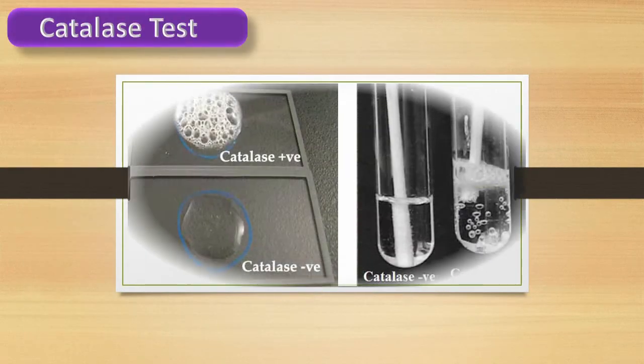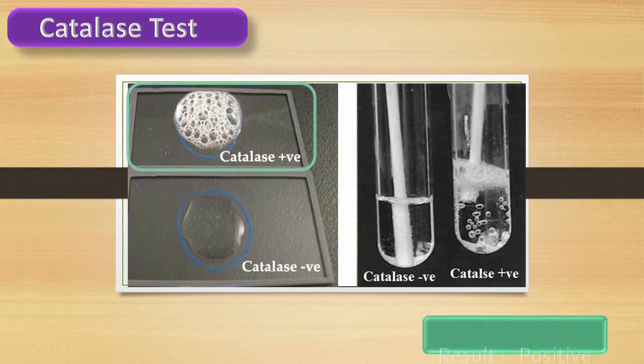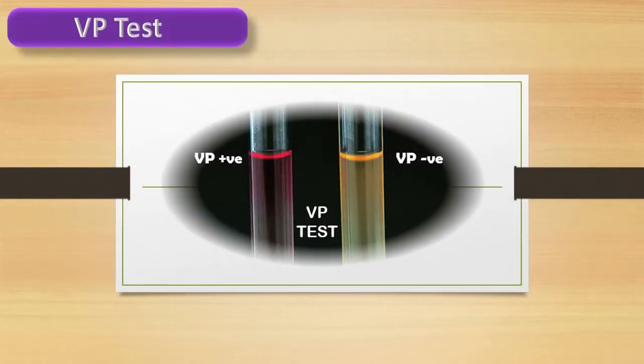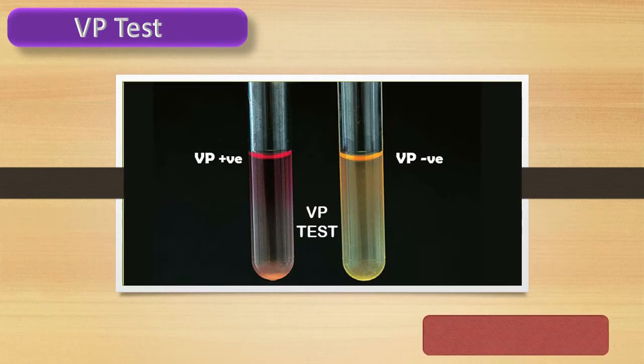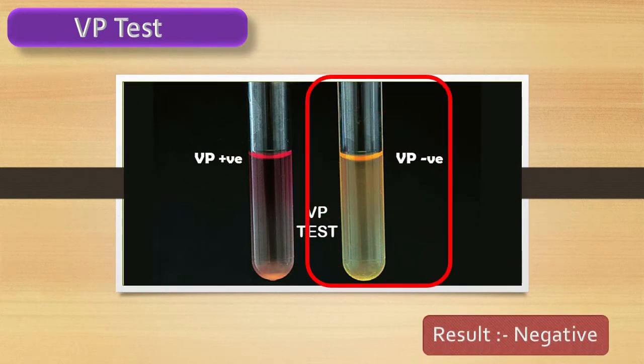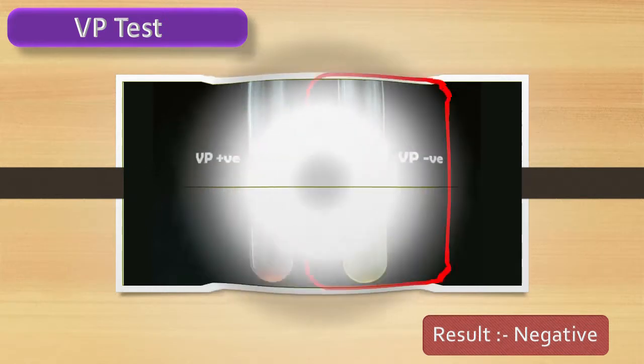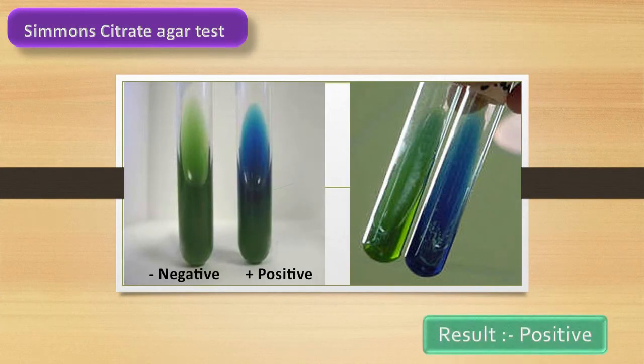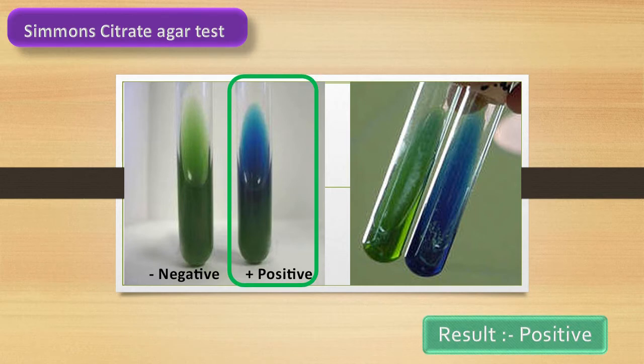Catalase test. Test result is positive. Voges Proskauer test. Test result is negative. Simmons citrate agar test. Test result is positive, so the agar media color changes into blue.